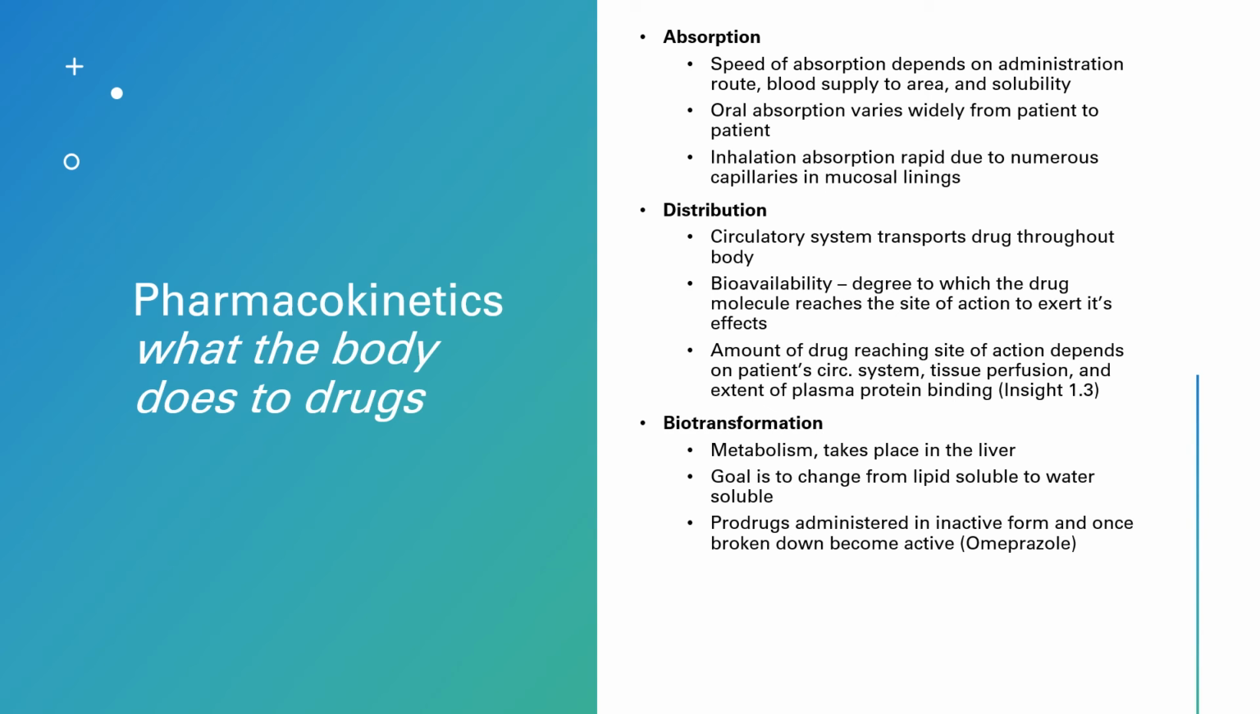And then we have biotransformation. Biotransformation is a fancy word for metabolism. This is turning lipid-soluble drug molecules into water-soluble drug molecules. The liver is the primary site for metabolism. It can also happen in plasma, lungs, the GI tract, and kidneys, but the liver is the primary site. The liver breaks down the drug molecules into other drug molecules, which are called metabolites.